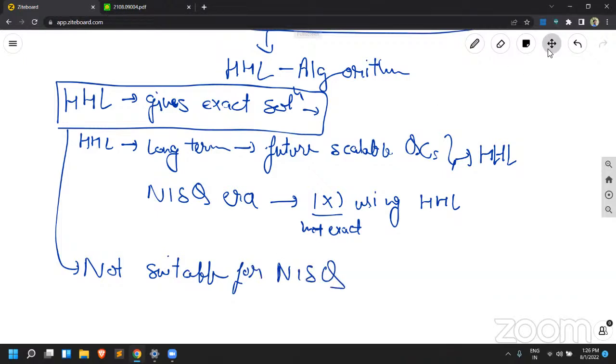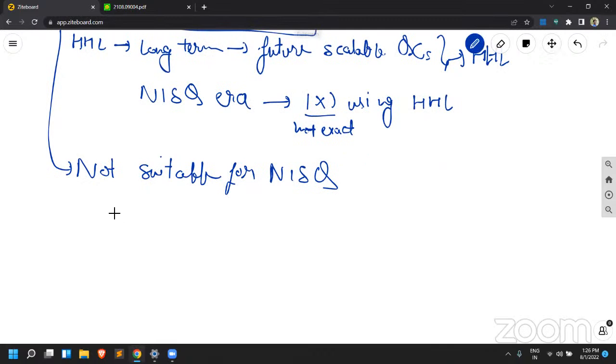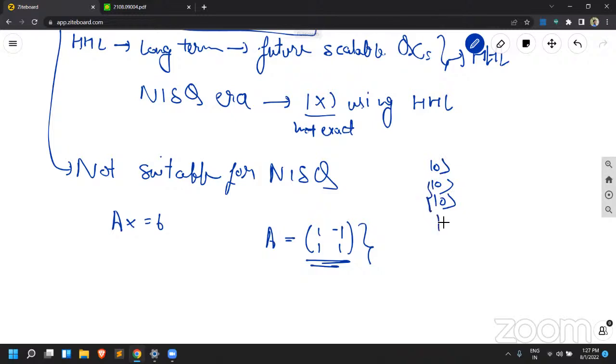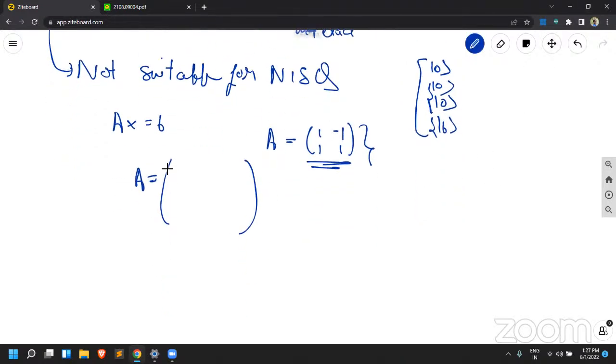Yes, but when you have matrices that you want to solve, let's say AX equal to B, and A is just 4 by 4, 1 minus 1, 1, 1. In that case, yes, it will give you a very small circuit of 5 qubits only, plus the B state. This will have very little noise and a small number of gates. But as you increase the size of matrix A, what you are increasing is the number of equations that you want to solve.